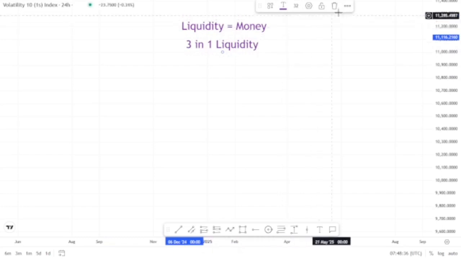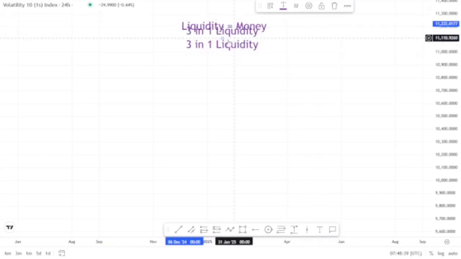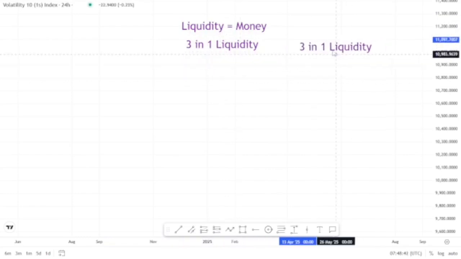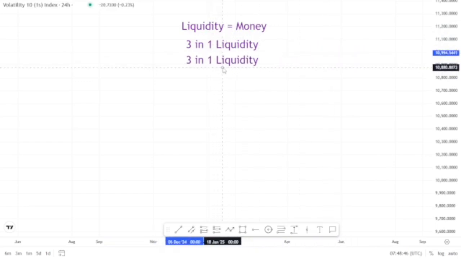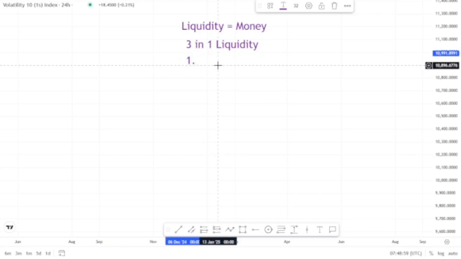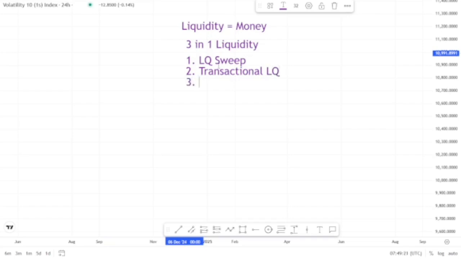Let's just arrange them one below each other. So you are going to be looking for three liquidities, right? I said three liquidities. The first liquidity is liquidity sweep. I'll explain that. Then the second one is transactional liquidity, transactional LQ. Then the third one is structural liquidity.